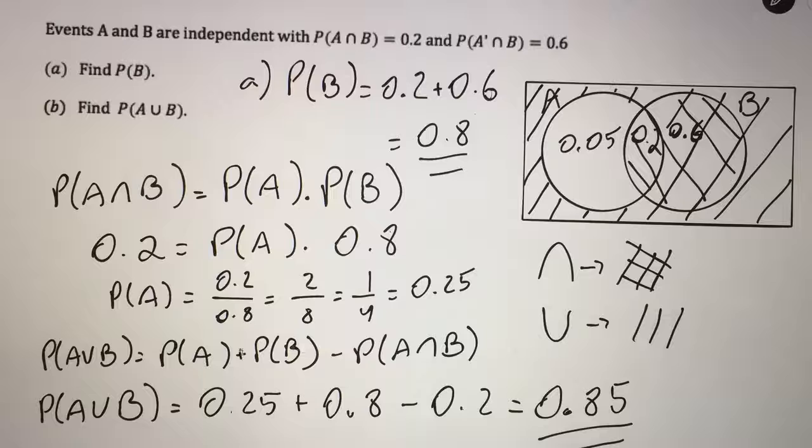Of course, I did this, but I could have just looked here, right? I could have just done 0.6 plus 0.2, that's 0.8, plus 0.05 is 0.85. But it's important to note that this formula could be used, and it's also very important to know this for the test.